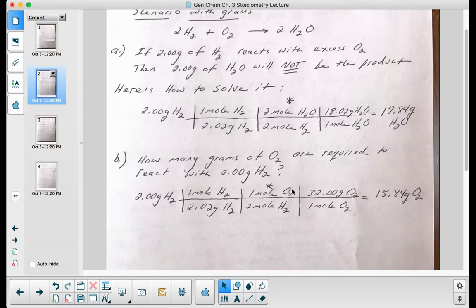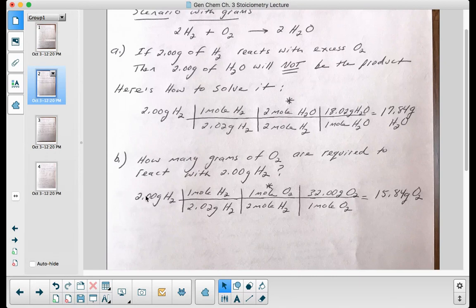So now I want to look at oxygen compared to hydrogen. And according to the balanced equation, it's a 1-to-2 ratio. When there's no coefficient out in front of the molecule, it's assumed to be a 1. So now this is a 1-to-2 ratio. And then I'm going to use the molar mass of oxygen, 32 grams of O2 for every 1 mole of O2. And if you keep going, you'll see how your units continue to cancel out, and the only thing you would have left would be grams of O2.